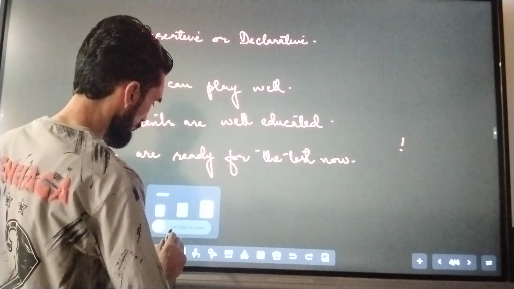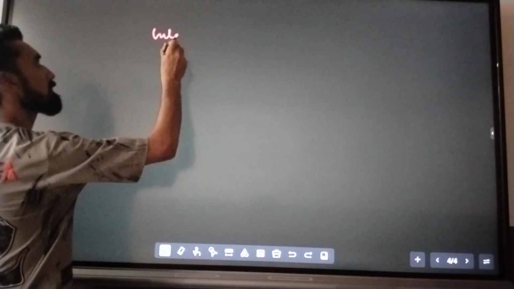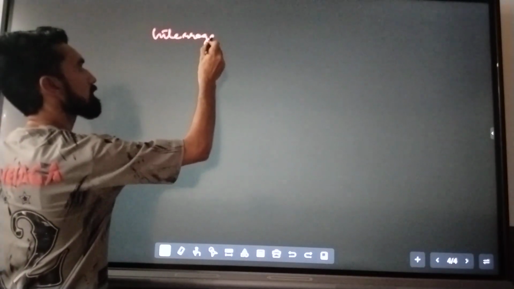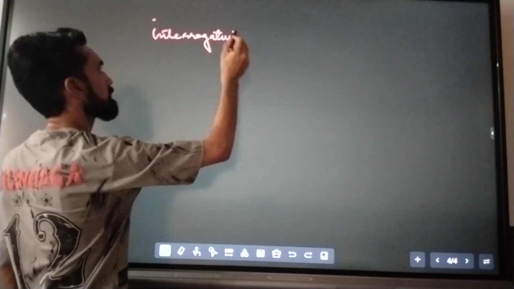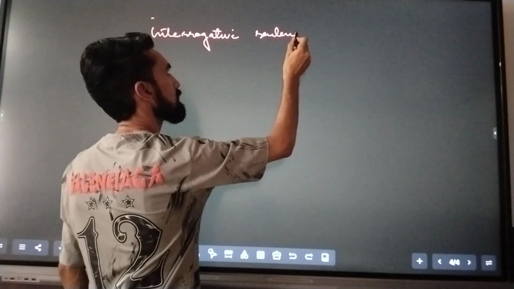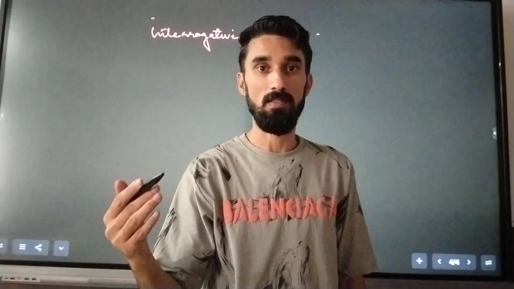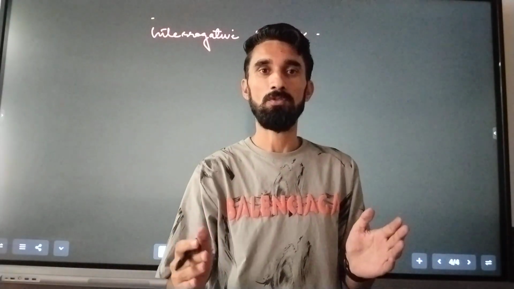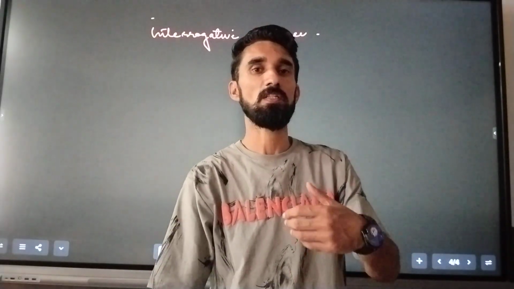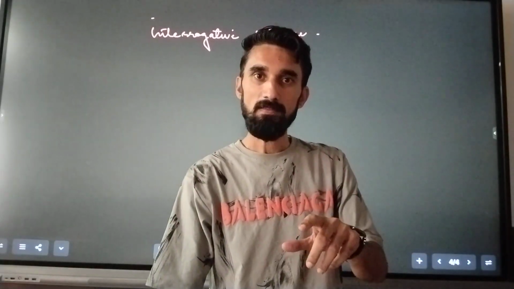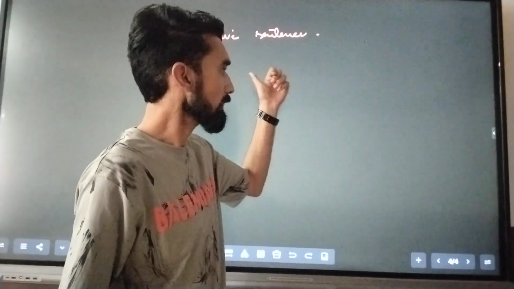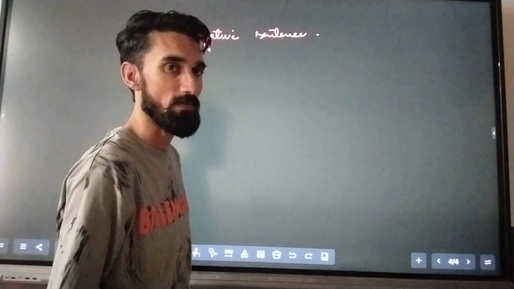Now, let's talk about the second one. It is an interrogative sentence. So interrogation itself means to inquire about something, to ask about something. So it must be clear to you now that if someone is being asked to you, it will be a sentence belonging to this category, belonging to the interrogative sentence.